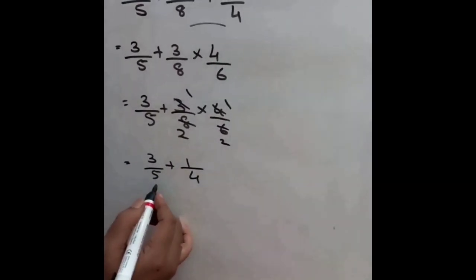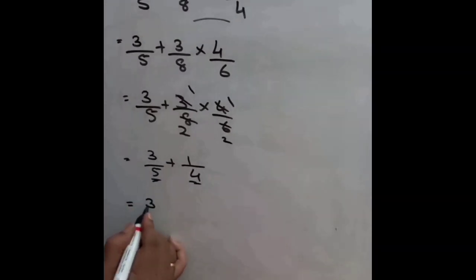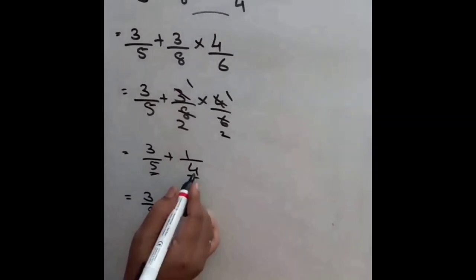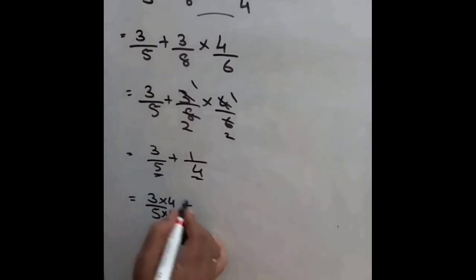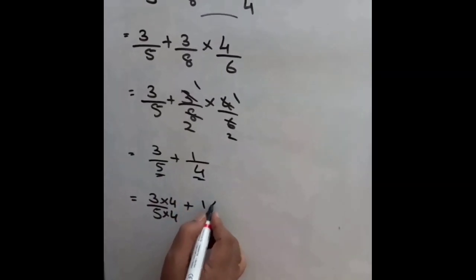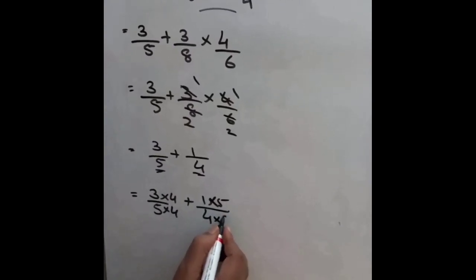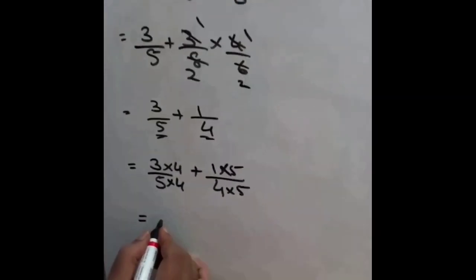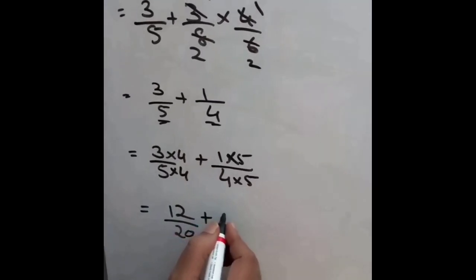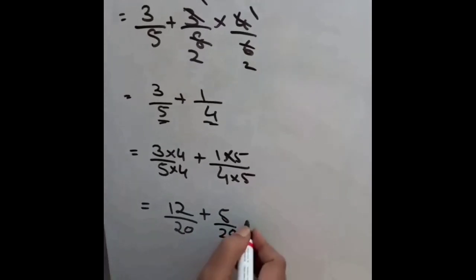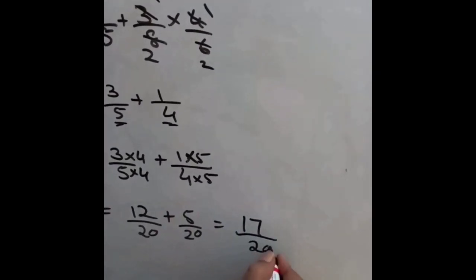Now we'll solve this. For this we know we need to equalize the denominator. So how will we do that? 3 upon 5, we'll take this 4, multiply on numerator and denominator, plus 1 into 5 upon 4 into 5. So it is 12 upon 20 plus 5 upon 20. That comes up to 17 upon 20.